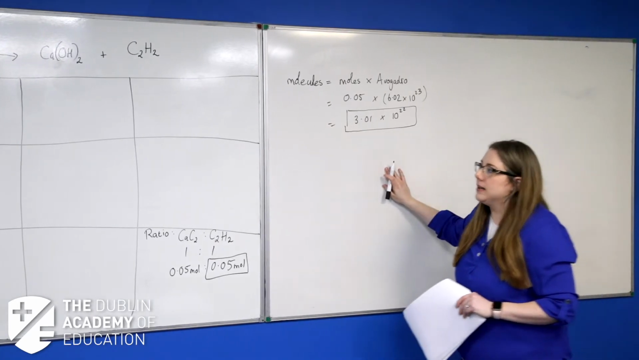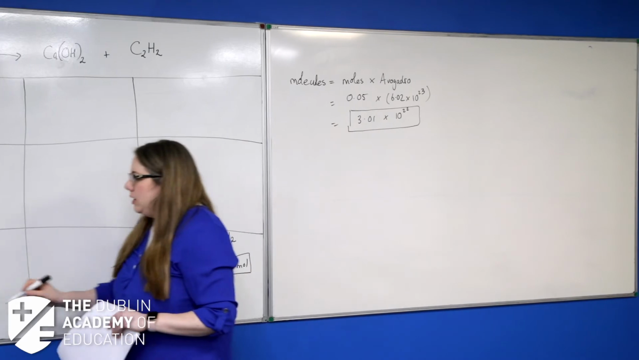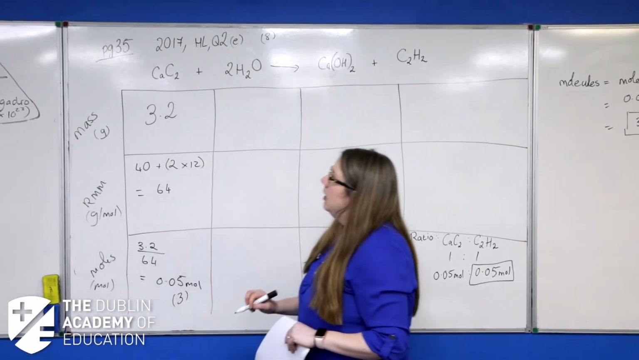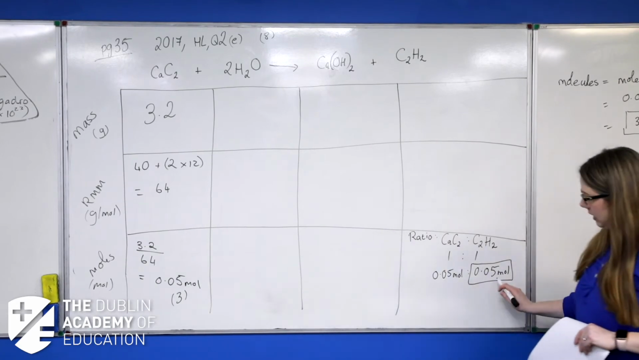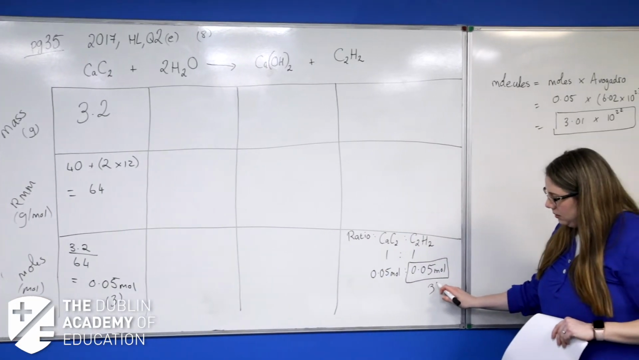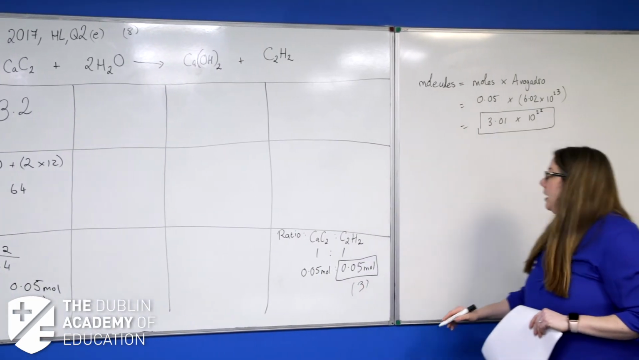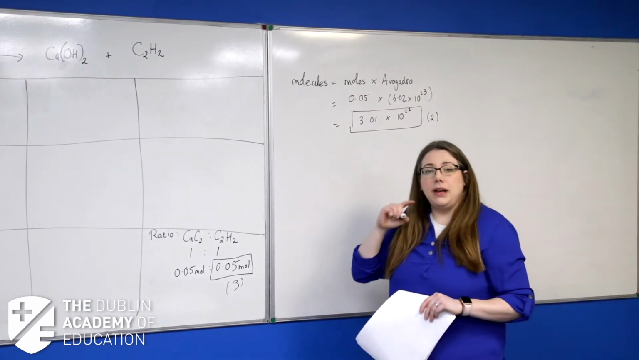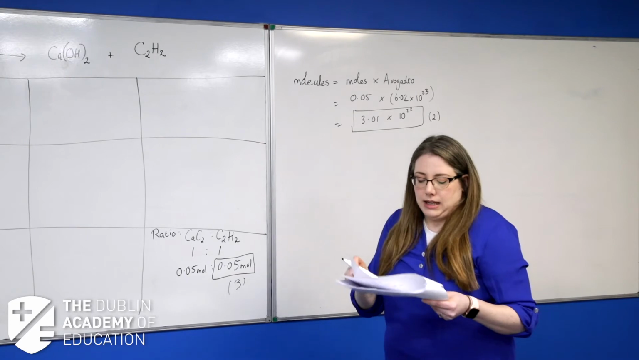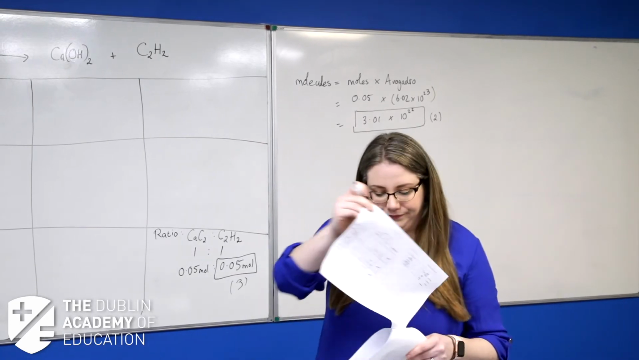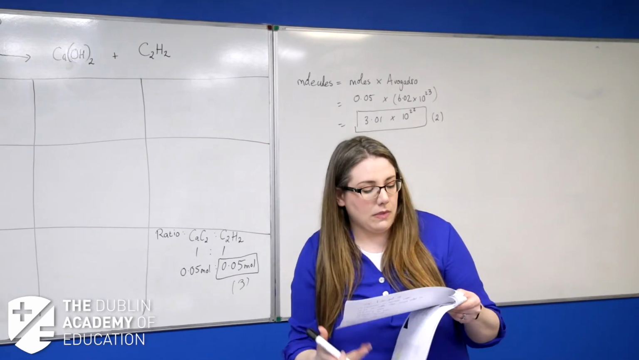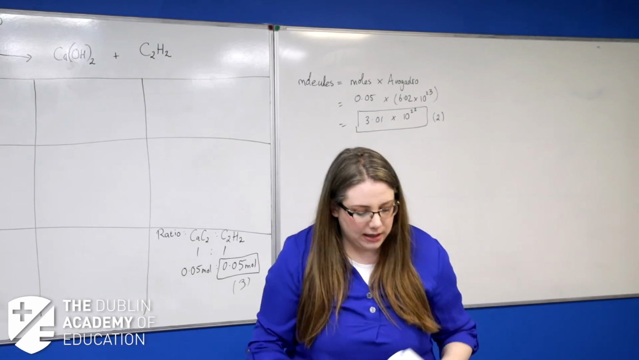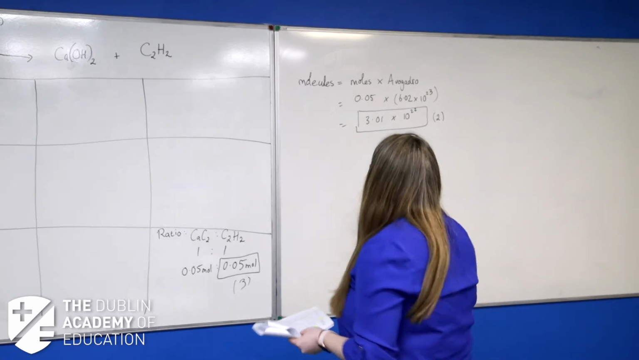Now, a breakdown of the marks. You would have gotten 3 for the number of moles of calcium carbide, 3 for the number of moles of ethyne, and then 2 for your final answer. So overall, it's not that bad of a question. Now, let's look at another one. In 2014, a particularly nice one came up.